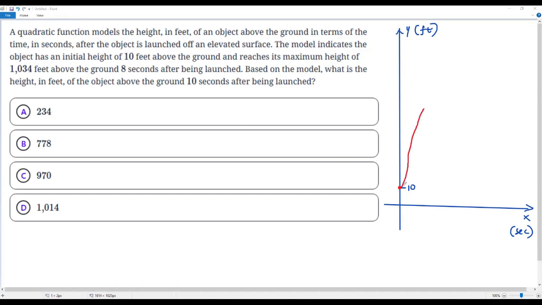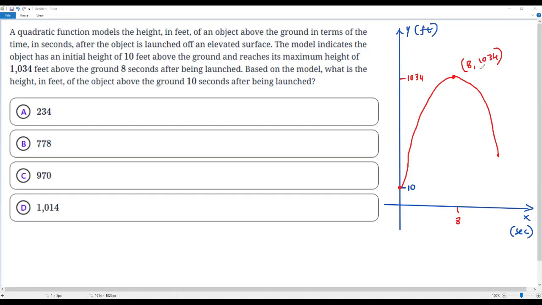The object keeps going up and it reaches the maximum height of 1034 feet. So we have the value 1034 feet on the y-axis over here. When the time is 8 seconds, we take 8 on the x-axis over here. After reaching the maximum height, the object starts coming down. So the path of the object is a parabola with the vertex (8, 1034). Here we know the vertex of the parabola, that is (8, 1034).